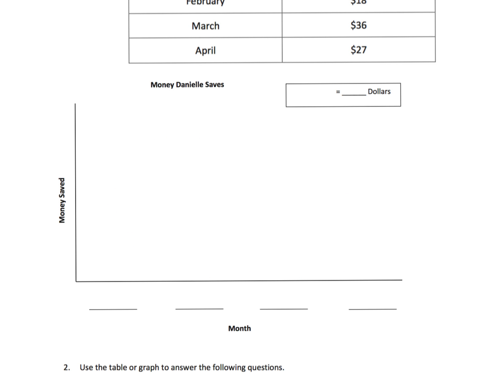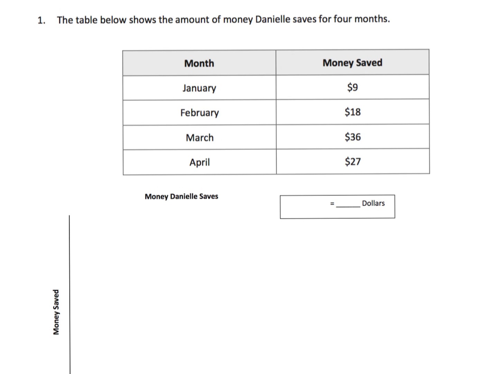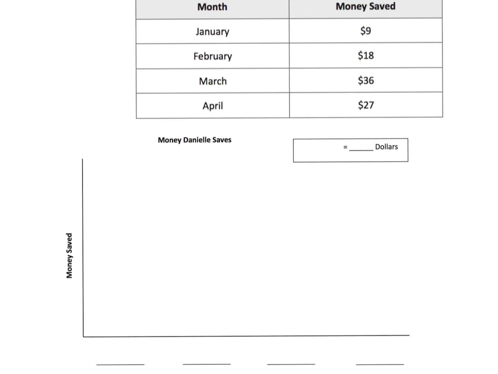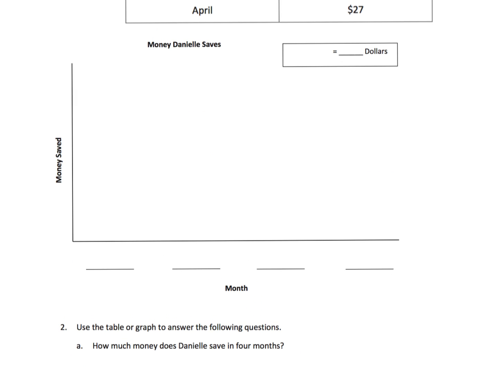Okay, so the first thing I want to do is think about that picture graph, and you can see that they've already given us a title. They've already given us the side label, which is money saved, and these are the months. So the months are going to be pretty straightforward. That's going to be January, February, March, and April. So let's get that written down. January, February, March, and April.